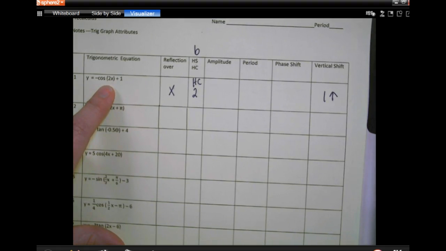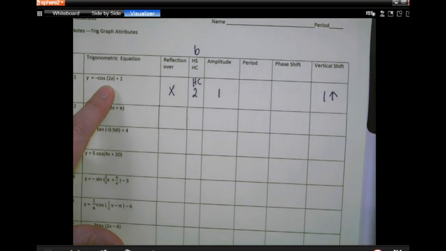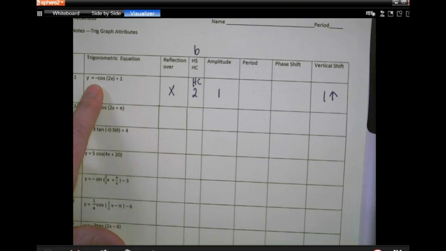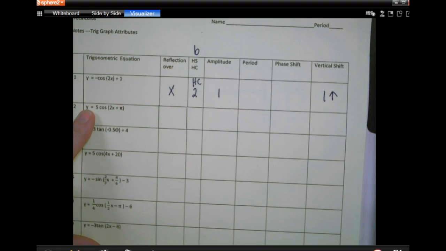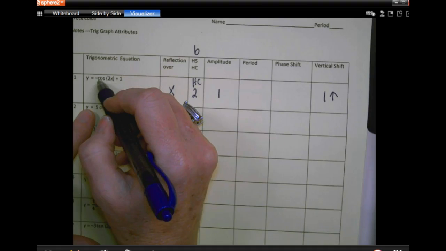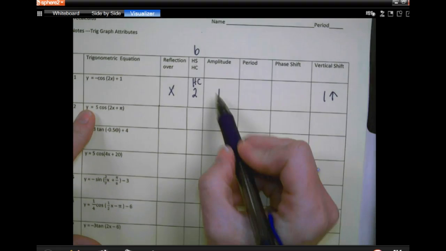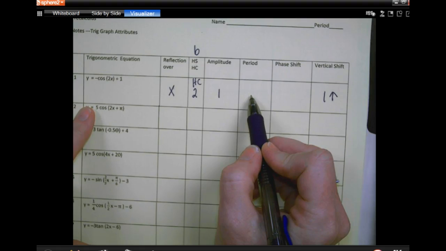So what's the amplitude here? 1. And it's not negative because the negative is the reflection. So the amplitude is in front of the cosine. It would have been negative 1 cos, or negative cos 1. So like this is a -1 right here, right? But the amplitude is always positive. Okay. So next is the period.